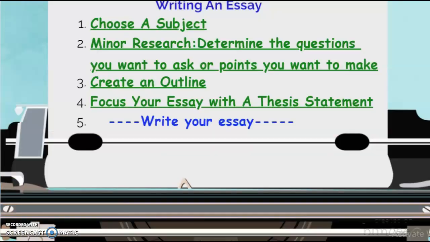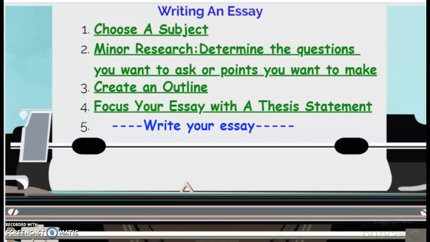So when we begin writing an essay, there's a few things we need to do. First of all, of course, we need to choose a subject. After choosing a subject, we need to at least do some minor research to determine what questions we want to ask or points we want to make in our essay. And of course, we want to create an outline, which we've been working on here lately. And then we want to focus our essay with a thesis statement and then write the final essay.